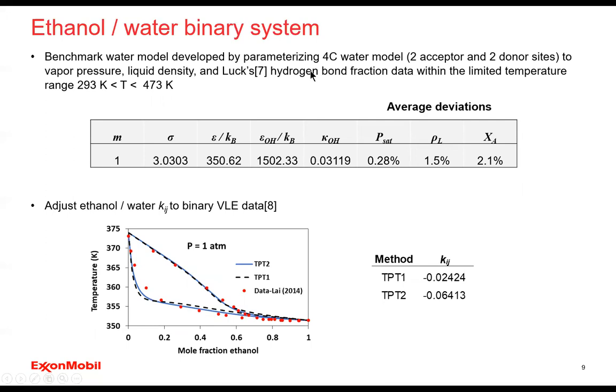We fit it to vapor pressure and liquid density data as well as LUX data, but we only did so over a limited temperature range, between 293 and 473 Kelvin. We chose this temperature range because within this range, we could get a good representation of the vapor pressure, the liquid density, and the fraction of unbonded sites. So while this wouldn't provide a good general purpose water model because it's not going to be accurate at higher temperatures, for the purposes of this comparison, it's good enough. We also had binary interaction parameters between water and ethanol, and those were fit to binary VLE data.